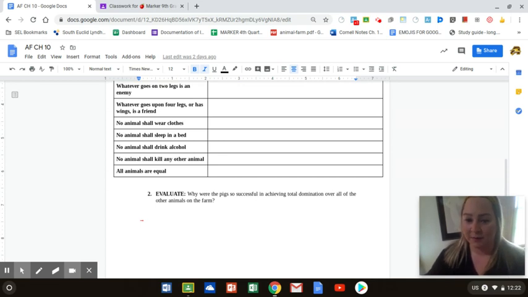why were the pigs so successful in achieving total domination over all of the animals on the farm? Why are they so successful in controlling every animal, every facet of life on the farm? It's something much deeper than they were simply the ones who could read and write. I want your best explanation for why they were able to pull this off and do what they did.